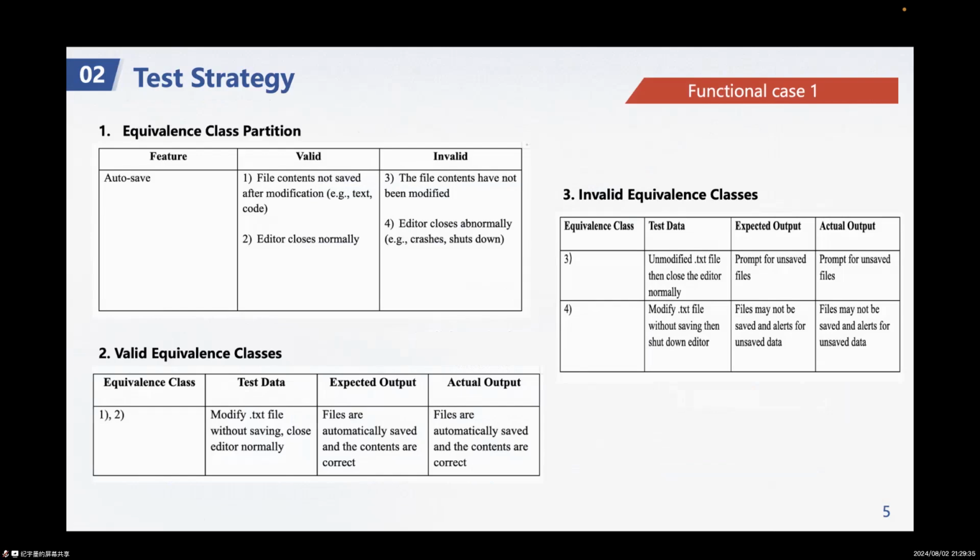We set test case functional 1, black box testing of the auto-save feature. First, we conducted an equivalence class partition. We had 2 valid equivalence classes, file contents not saved after modification and editor closed normally, and 2 invalid equivalence classes, file contents have not been modified and editor closed abnormally. We tested 3 different data, and the result was that the expected output was consistent with the actual output. VS Code performed as expected on the autosave feature by correctly handling both valid and invalid inputs.